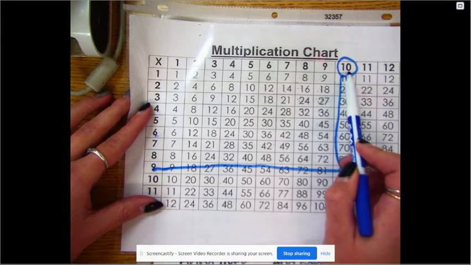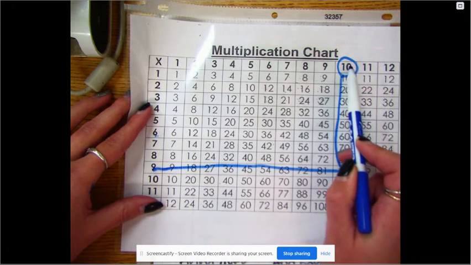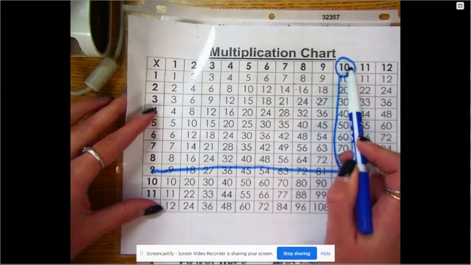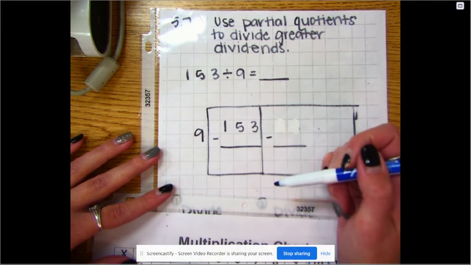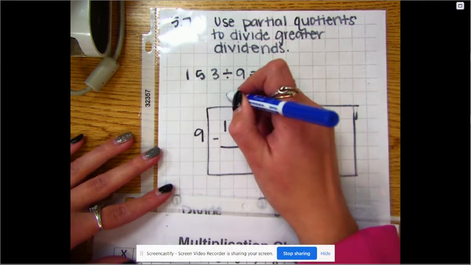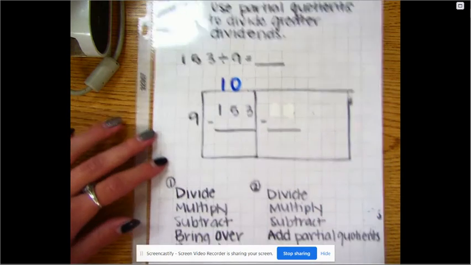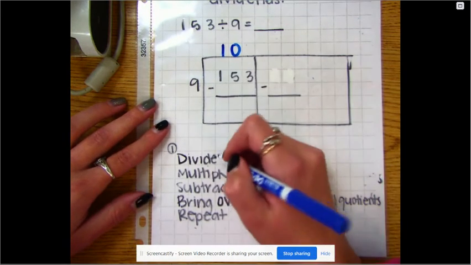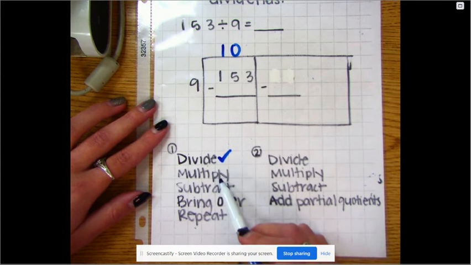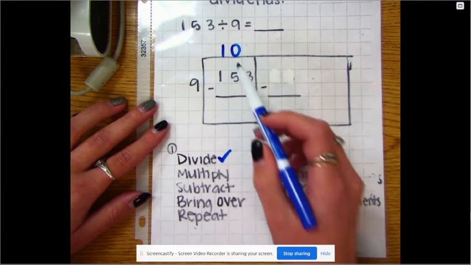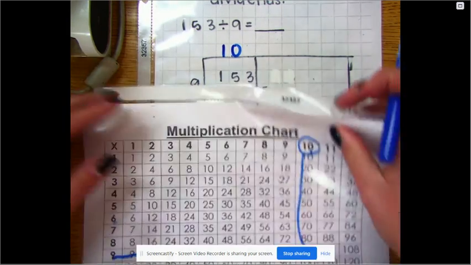Where is 10 at? It's at the top of my multiplication chart. So remember, if it's at the top of my chart, where is it going to go on my box method? On the top, just the same. Very good. Now I've divided. Let's look at our steps down here. We've divided. What's our next step? Multiply, correct. I'm going to multiply 10 times 9, what we just did.